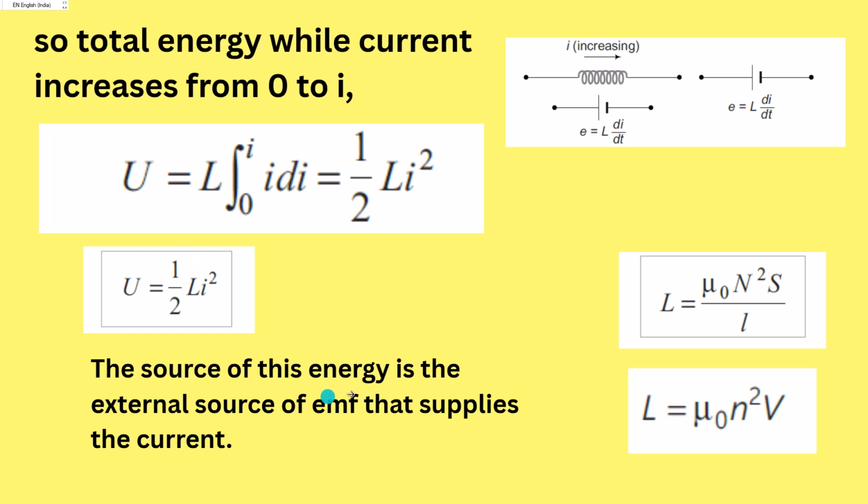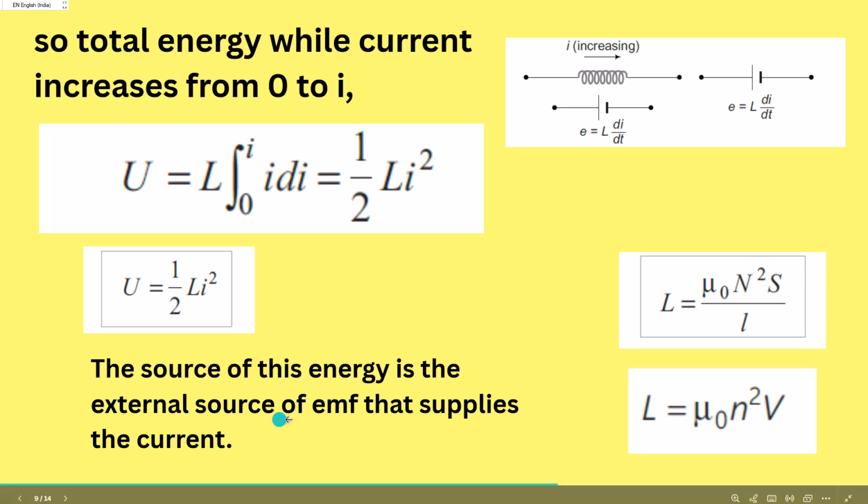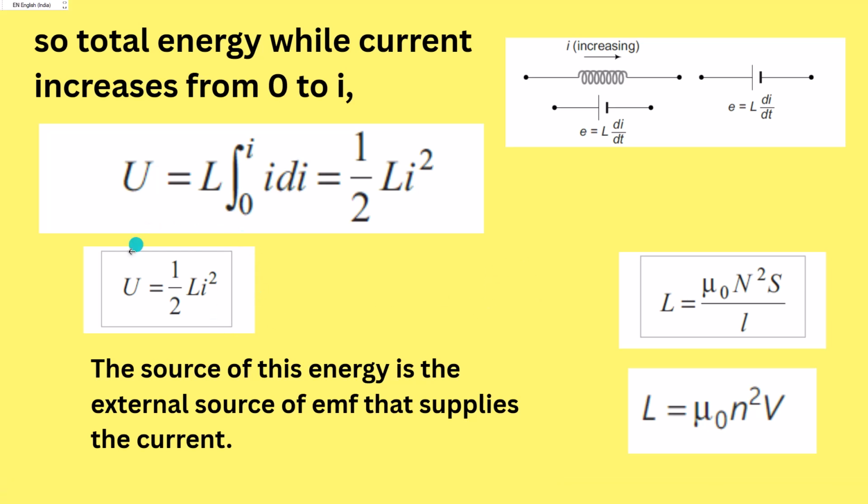The source of this energy is the external source of EMF that supplies the current. And if there is no current in the circuit, then this energy will also be supplied back to the circuit by the inductor. Right. Now here is the expression for L.